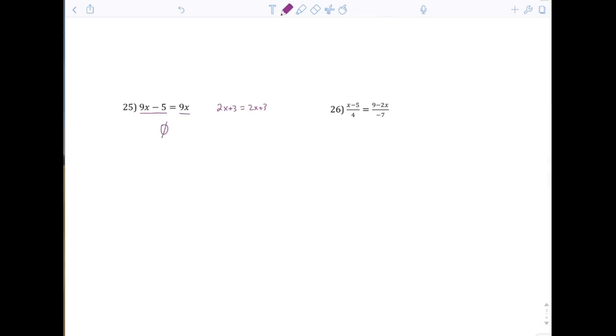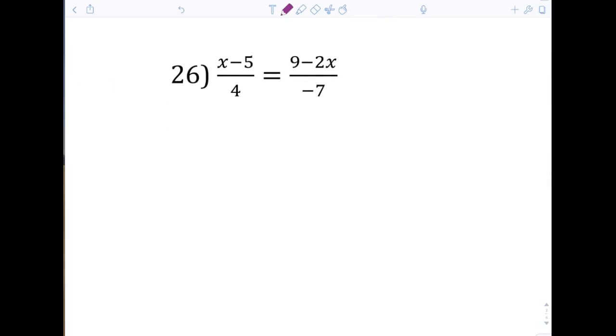So let's look at 26. Now, this is a proportion. What are you supposed to do on a proportion? Cross multiply. You're going to multiply this, and you're going to multiply this. So you're going to have 4 parentheses 9 minus 2x is equal to -7 times x minus 5. I'm going to walk around the room, and I want to see you doing the distributive property. Let's go. Distribute.